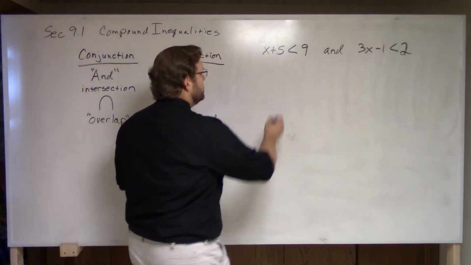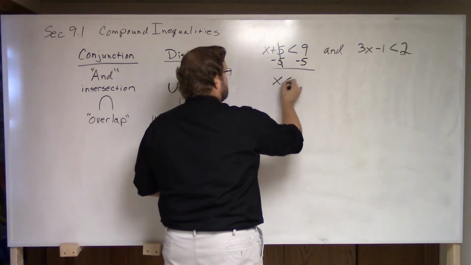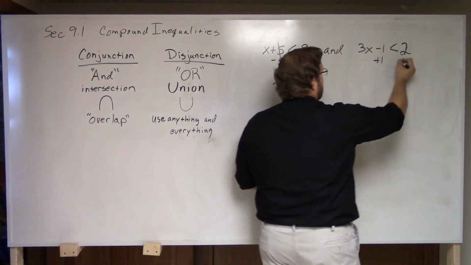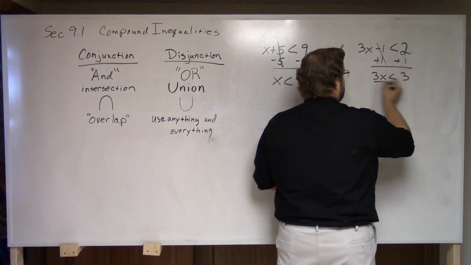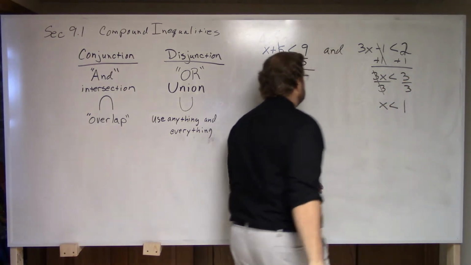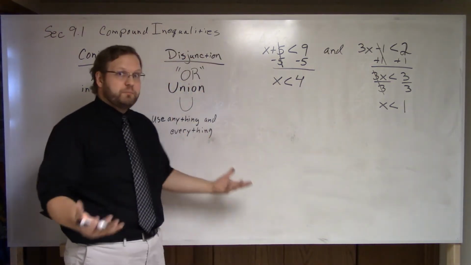So all I'm going to do is subtract a 5. X is less than 4. And then here I'm going to add a 1, and then divide by 3. We have that. We didn't do anything new. We didn't do anything different. We just solved two problems in one.